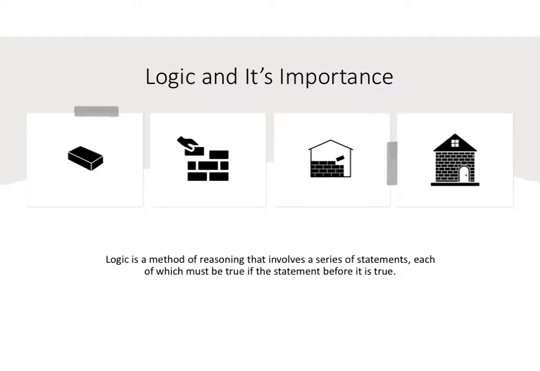Before we jump into the elements of a point in debating, we're going to talk about logic because that's the foundation of argumentation in debating. Looking down at our definition, logic is a method of reasoning that involves a series of statements, each of which must be true if the statement before it is true. So each must be true if the statement before it is true. This is about presenting your ideas in a structured way. It's a confusing thing to start with.